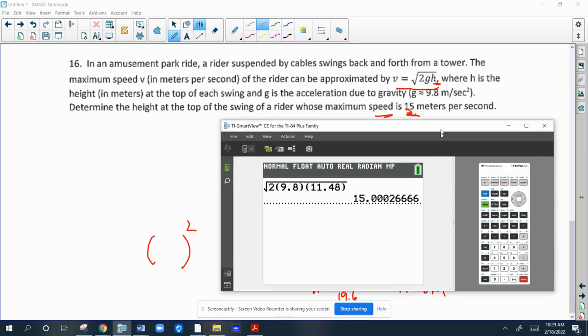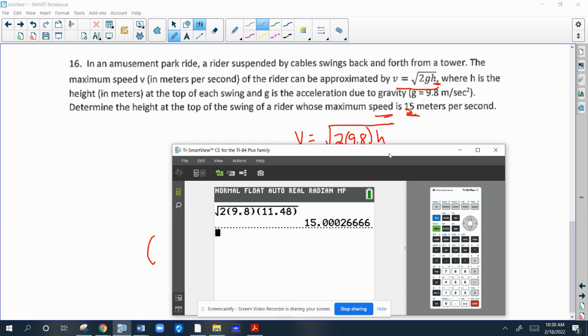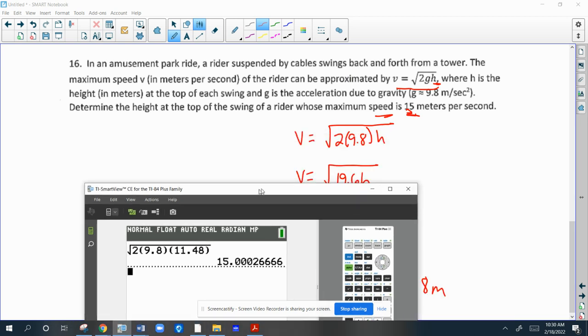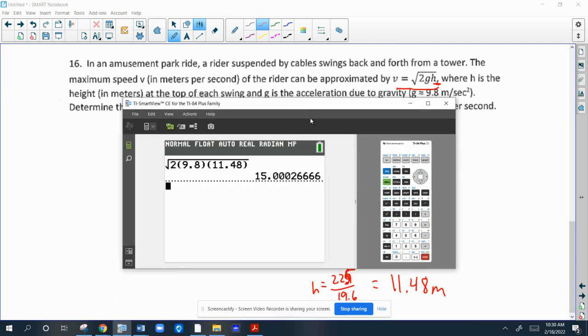So go to the text, the problem, and it says the maximum speed was supposed to be 15. Well, we checked that. It is 15 with our answer. So it's a great check. There's other things you can do to check some of these answers. Again, if you have any questions on how to check other ones, just let me know.